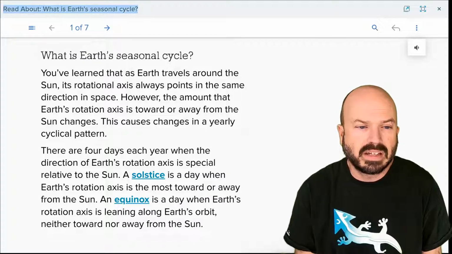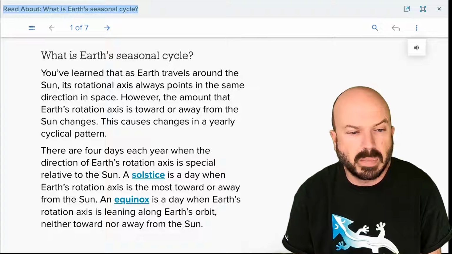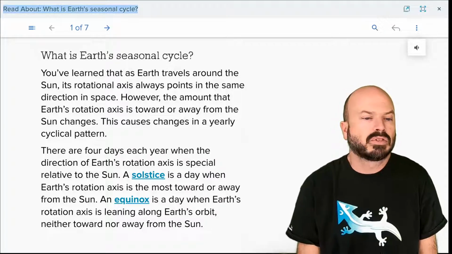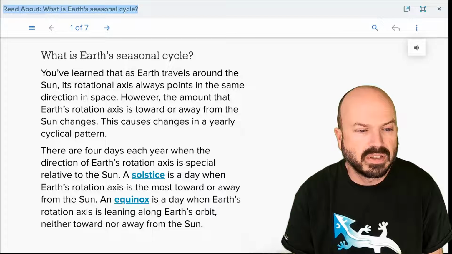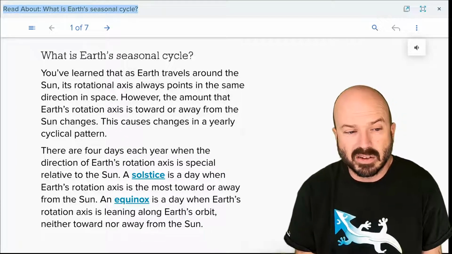You've learned that as Earth travels around the sun, its rotational axis always points in the same direction in space. However, the amount that Earth's rotation axis is toward or away from the sun changes. This causes changes in a yearly cyclical pattern.